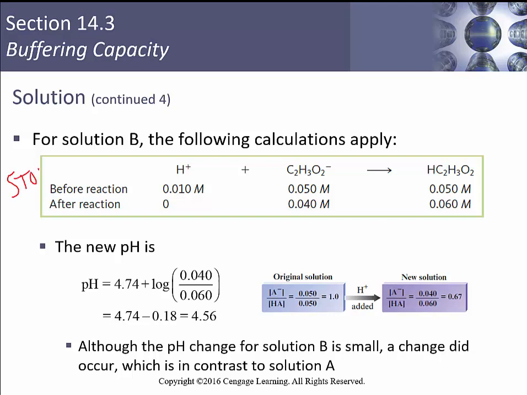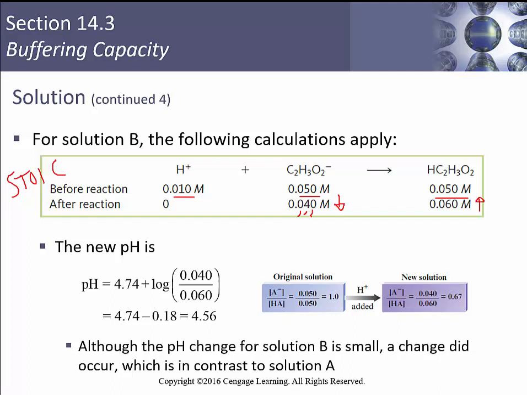So we're going to do a stoichiometry step. All right, we're starting off with 0.01 mol of our H+. We've got 0.05 of our acetate, and we've got 0.05 of our acetic acid. We're going to consume some of our acetate. This guy's going to go down by 0.01. This guy's going to go up by 0.01.